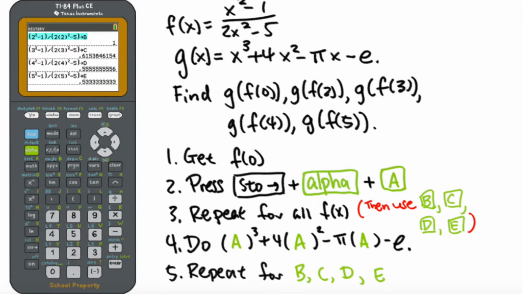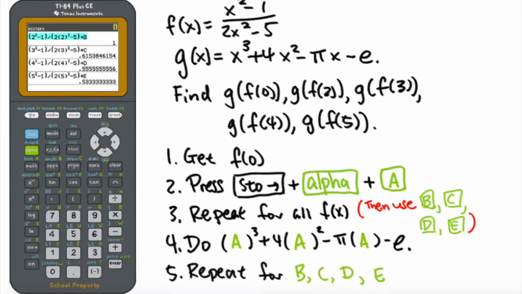So I'm going to do that real fast. Here's a screenshot of basically what that looks like after we do it all, because it's going to be redundant if we do it all here. So now f of 2 is stored in B, f of 3 is stored in C, f of 4 is stored in D, and f of 5 is stored in E.